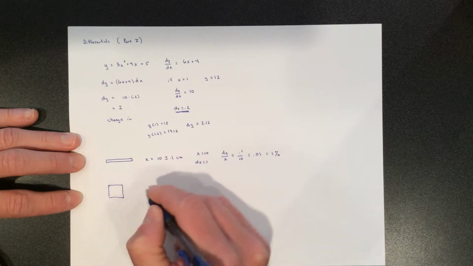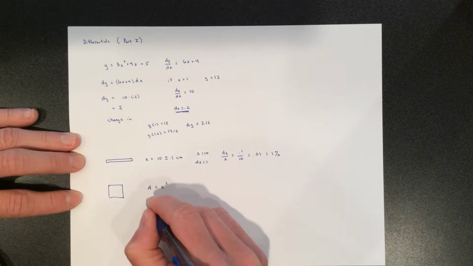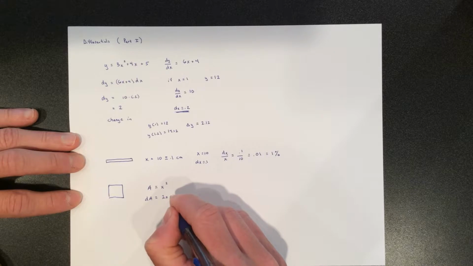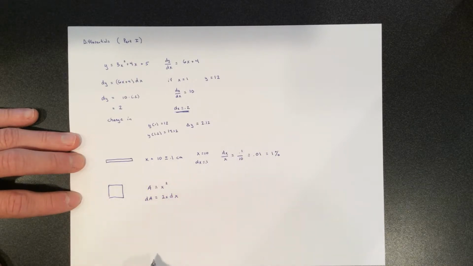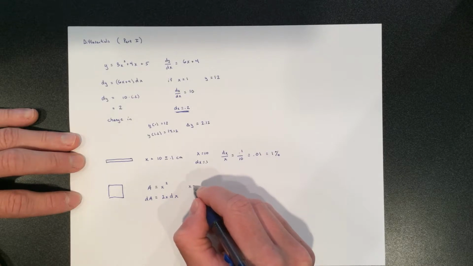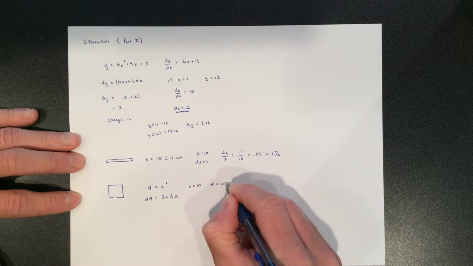It's now a square. And we know that the area of a square is x squared. So what then is dA? What's the change in A based on that change in x? Well, I can take the differential and get dA equals 2x dx. If x is equal to 10, then the area is equal to 100.